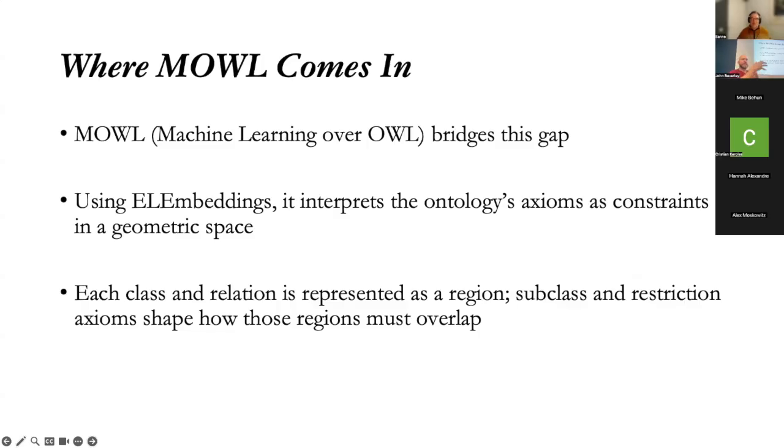These make this connection to fill in that gap using EL embeddings and interpreting the ontology's axioms as constraints. Each class is represented as a region, and subclass and restriction axioms shape how the regions must overlap. Okay, that's all a hat tip from last time.